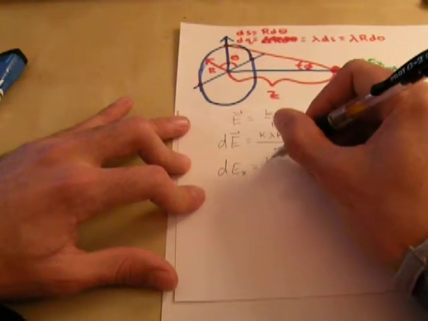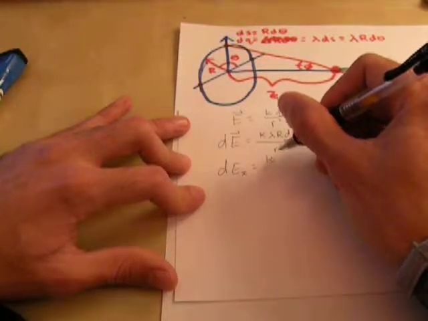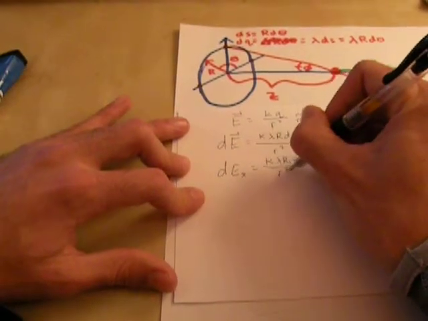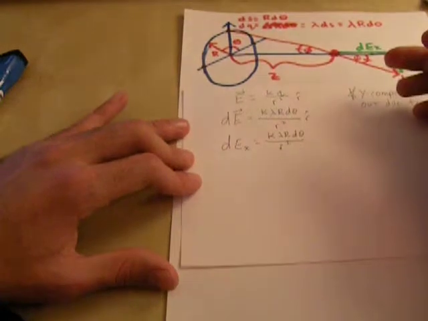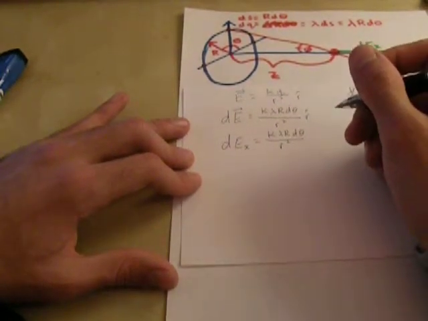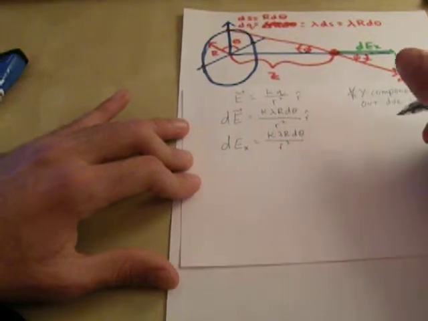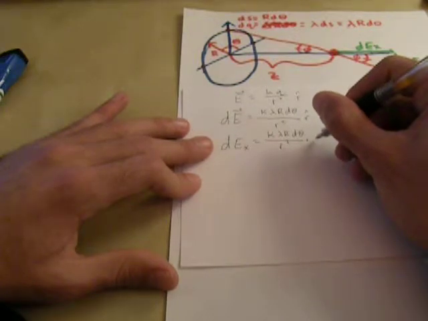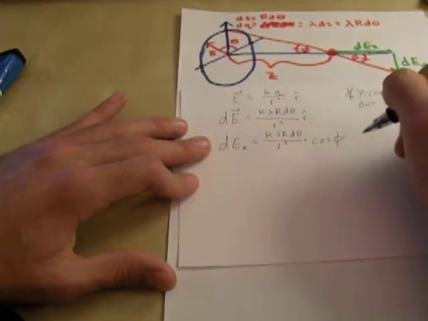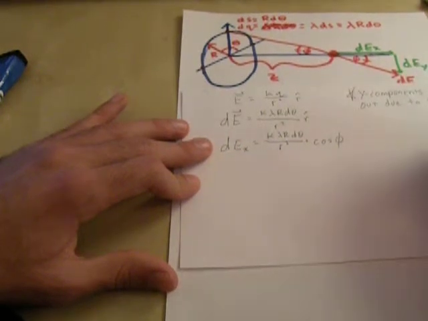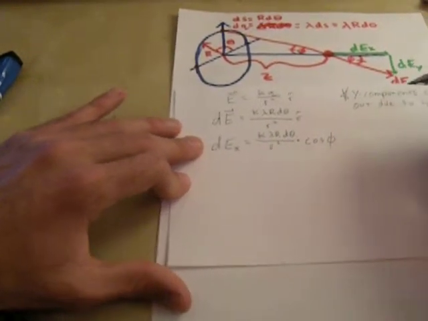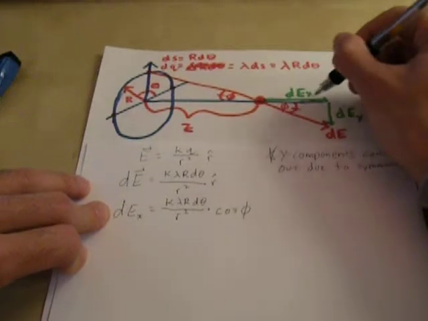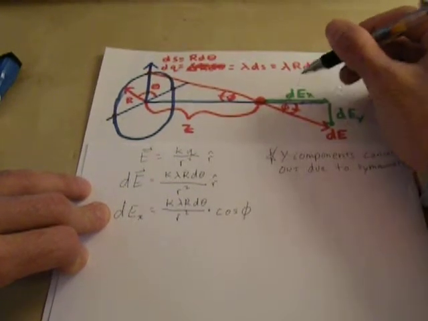It's going to be equal to k lambda r d theta over r squared. So right now we're going to be doing similar triangles to make our cosine phi here make sense as to why it goes right there. So up here, we're going to use similar triangles to find this dEx. That's what we want.